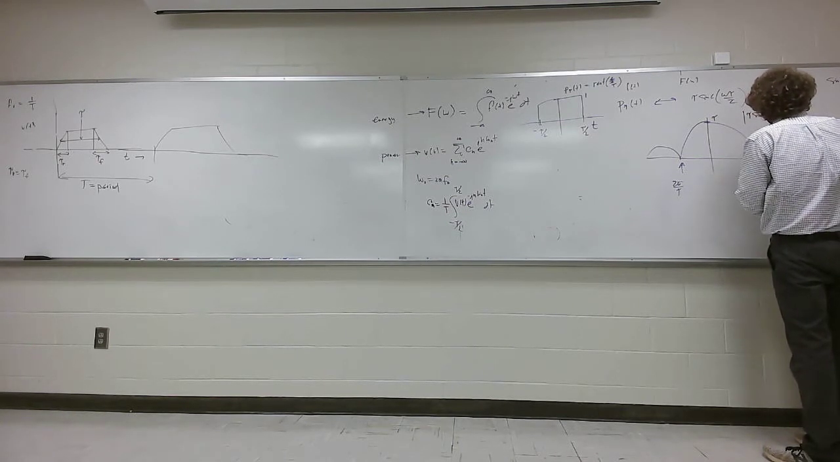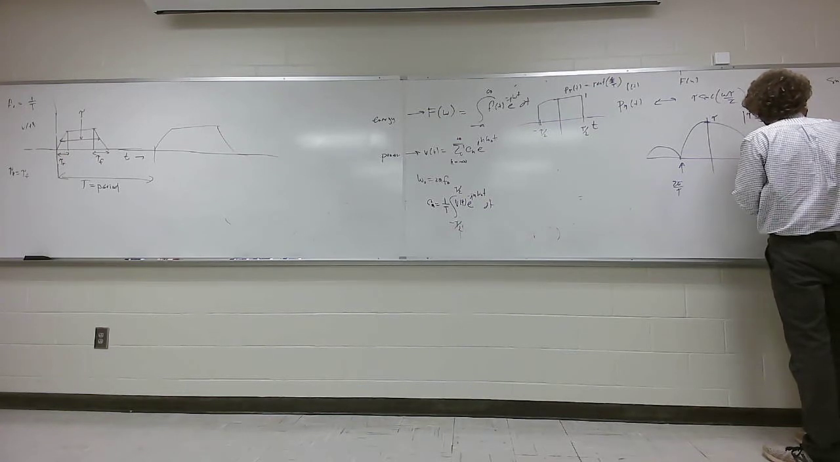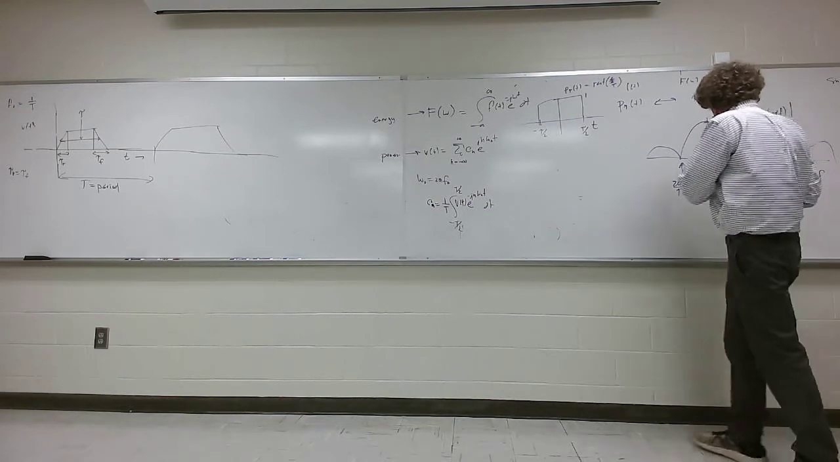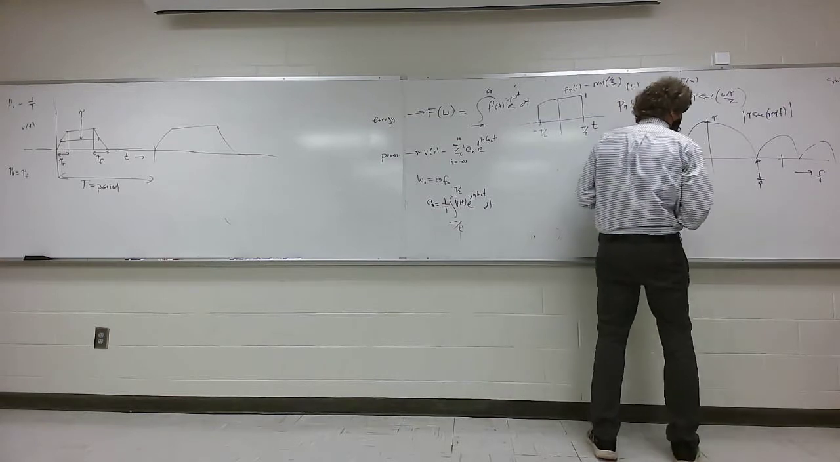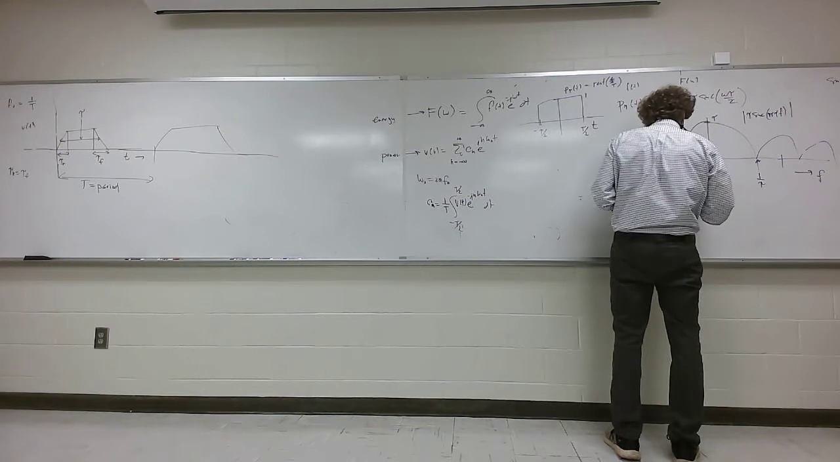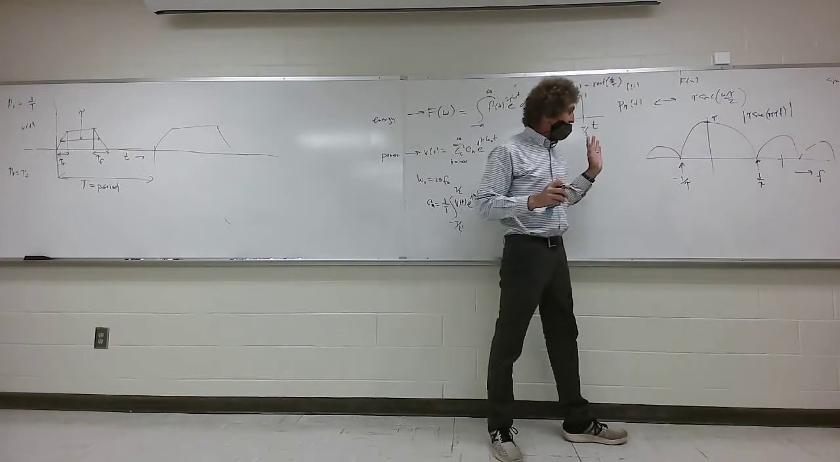That was omega tau. This would be pi times tau times F. And then that would be 1 over tau right here, and this would be minus 1 over tau. Now remember, that's in the frequency domain.